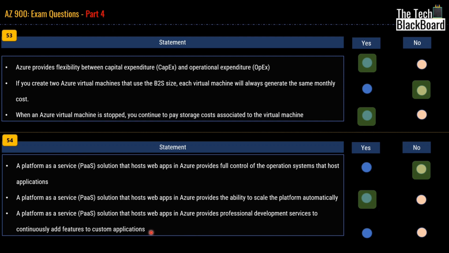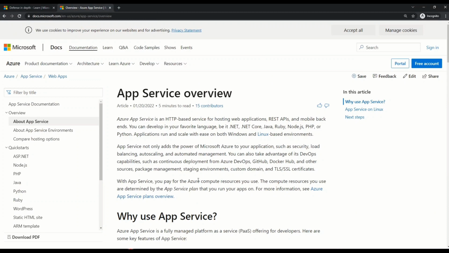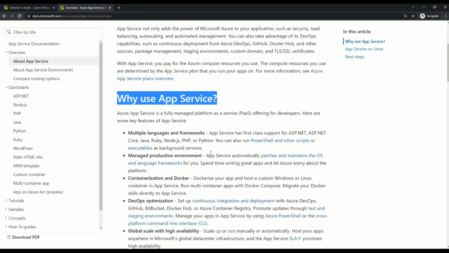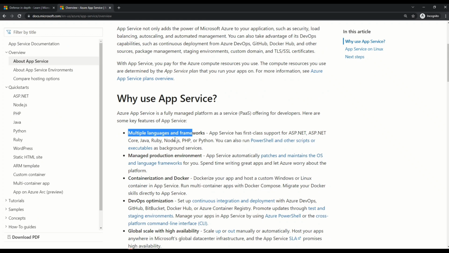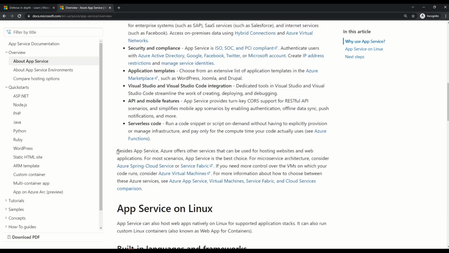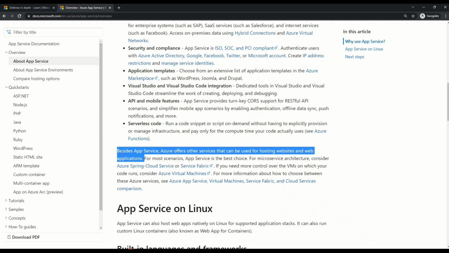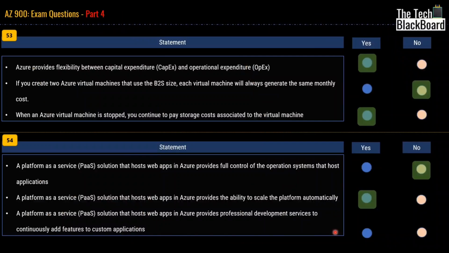In order to answer this question, I will take you to the Microsoft site. So this is the Microsoft site, and here you can read more about the app service overview and why use app services. You can see there are a lot of benefits of it. For example, you have multiple languages and frameworks, a managed production environment, and a lot of others. When you scroll down a little and come to this section, here you can read that besides app services, Azure offers other services that can be used for hosting websites and applications. So from this statement, I get an idea that yes, there is a possibility to add more services whenever using app services in a PaaS offering. And with that understanding, I have chosen the answer for this statement as a yes.